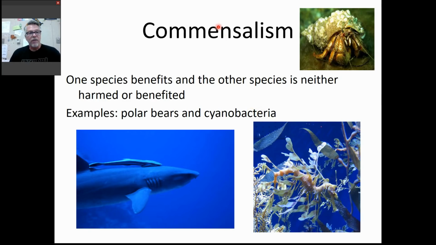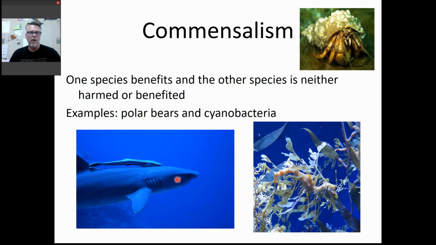So this is a commensal relationship because the cyanobacteria gets a nice safe place to live away from its predators, but the polar bear doesn't really get anything out of this relationship. It doesn't benefit in any way, but it's not hurt either. So we would describe this relationship between polar bears and cyanobacteria as a commensal relationship, because one species benefits, the other one doesn't benefit and isn't hurt.